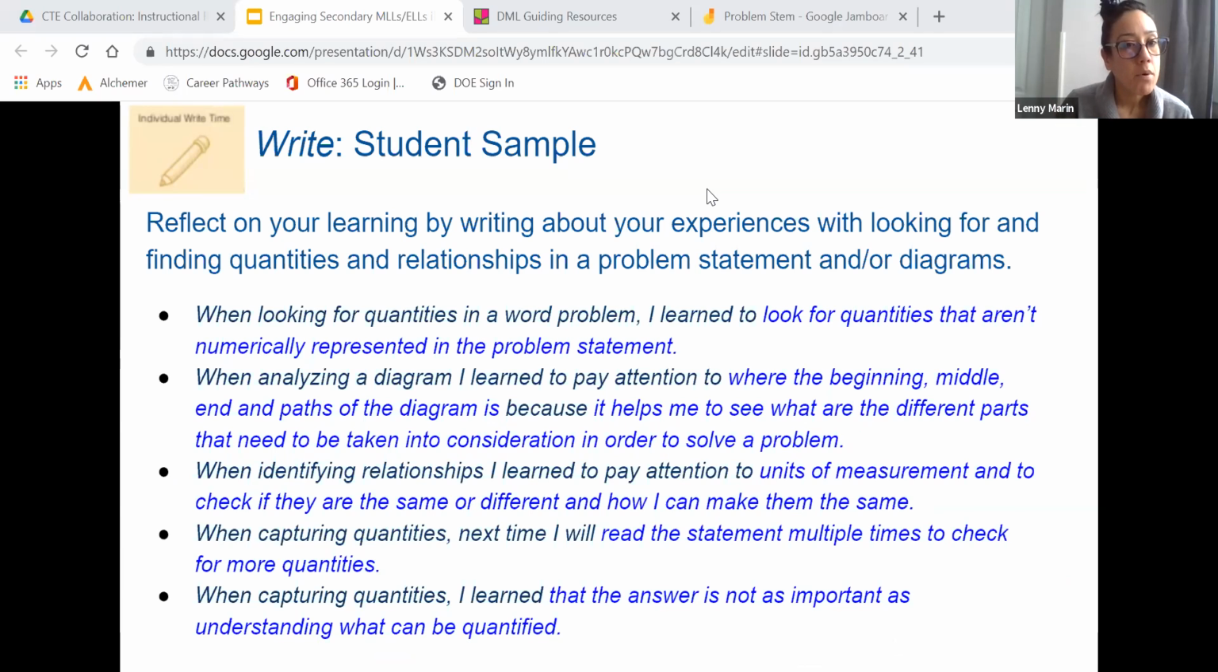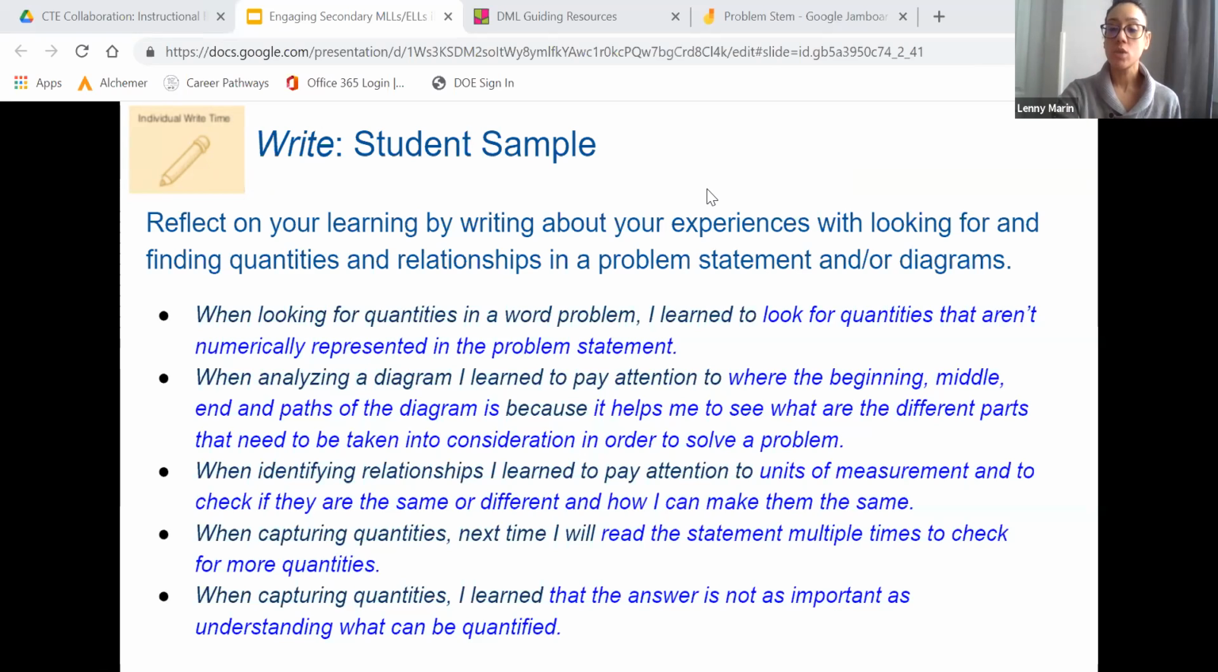So for example, I'll read the second to last bullet. When capturing quantities, next time I will read the statement multiple times to check for more quantities. So this is just some of the responses that you may get. I would encourage that students only use one or two. The idea is not for them to reflect on every single one, but really to choose the one that they're reflecting on their own learning.